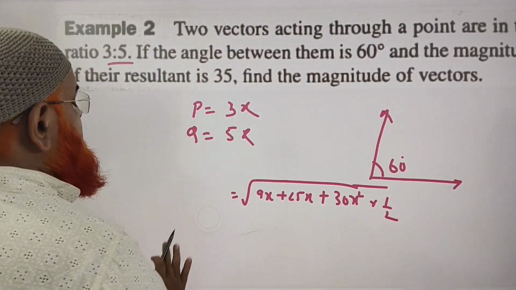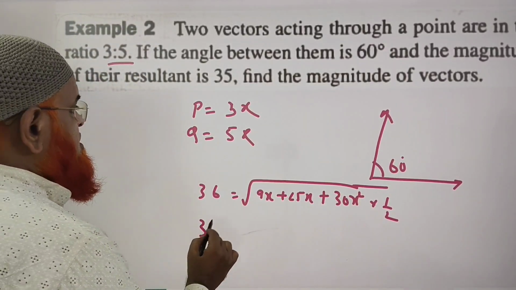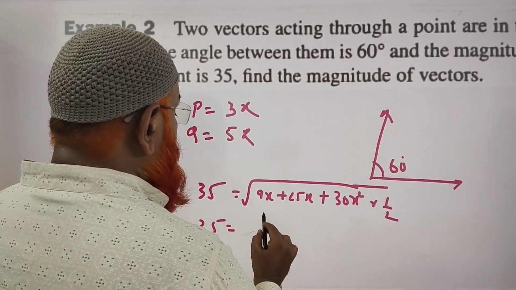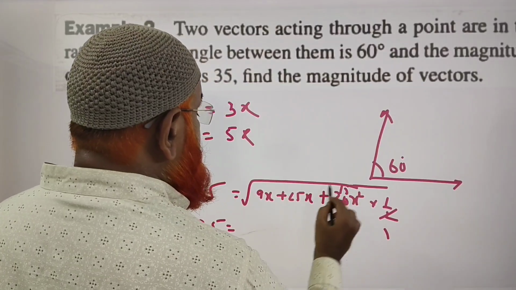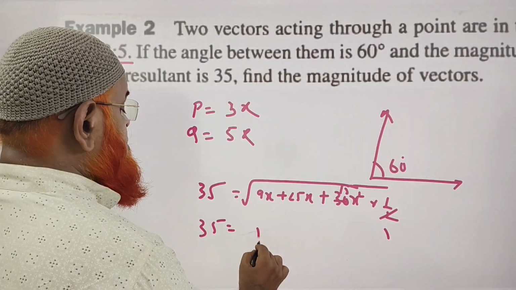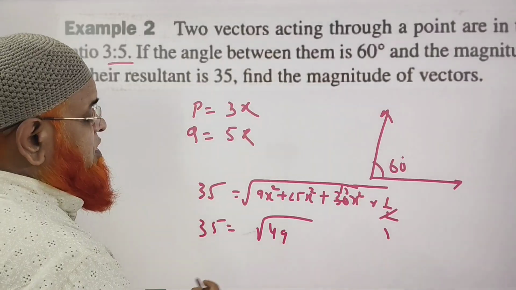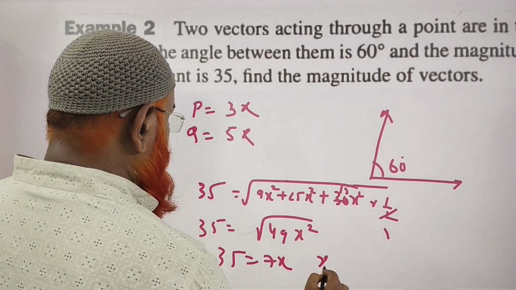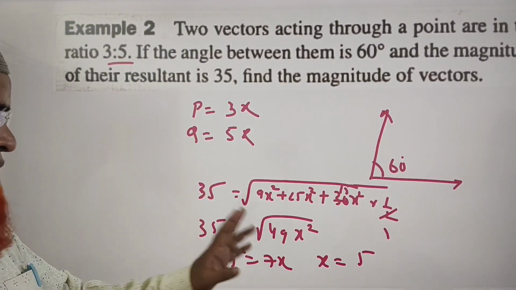And the resultant is given as 35, isn't it? So this is 35. Then how much will you get? 9x square, 2 ones are 2, 2 15s, so 15x square plus 25x square. How much is it going to become? 49x square. So therefore 35 is equal to 7x. x is equal to 5. 7 5s are 35. We got the x value.